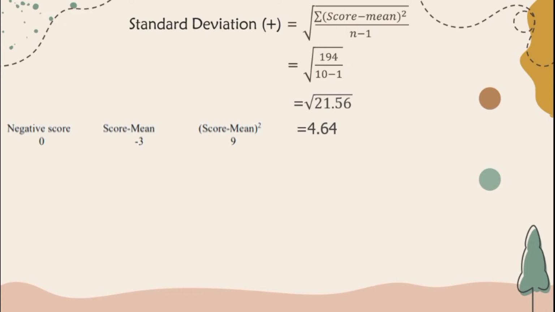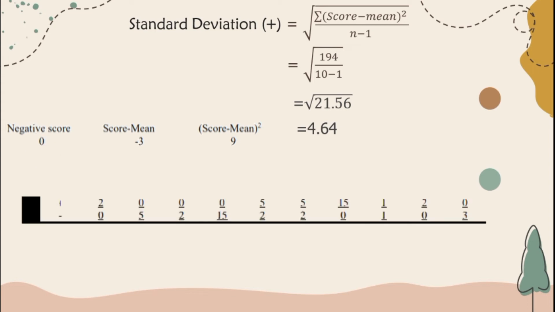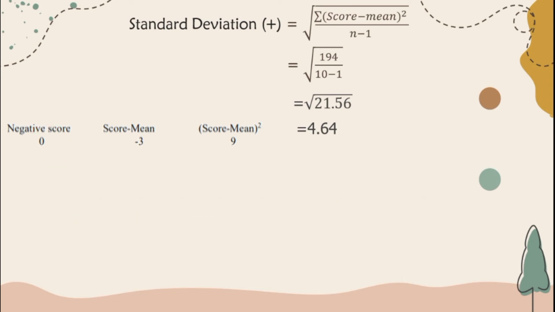We'll now proceed to the negative score. The first column is the negative scores of the students that are being surveyed. The negative score of student number 1 is 0. The next column is score minus mean, or 0 minus 3 equals negative 3. The last column is score minus mean squared. Therefore, negative 3 squared equals 9. And the students 2 to 10 have the same process.